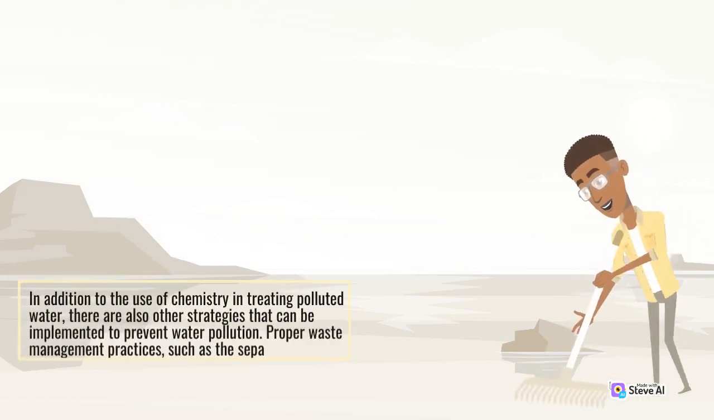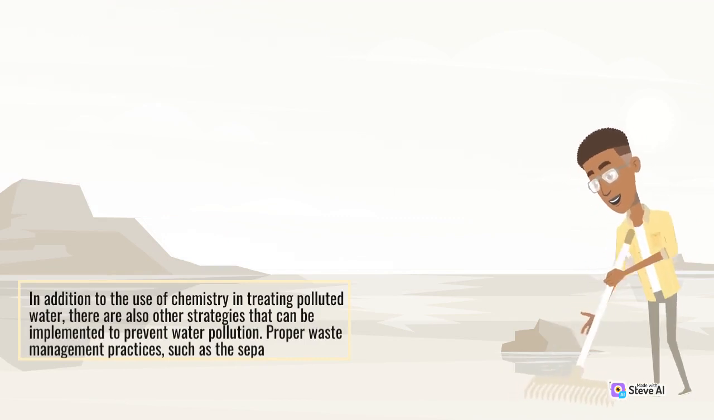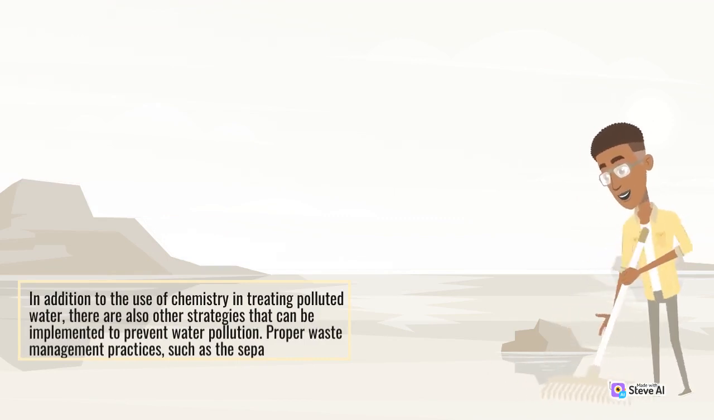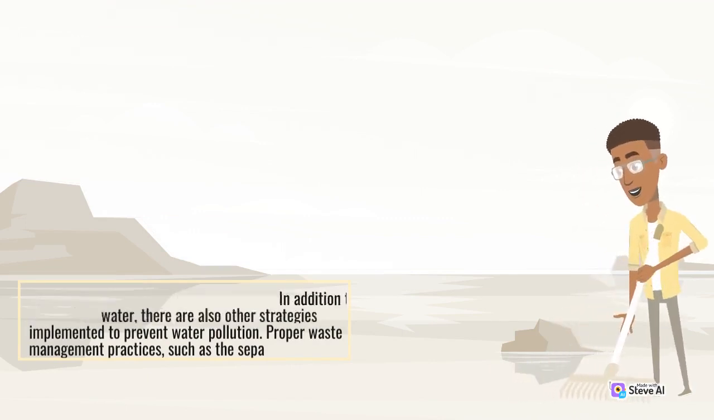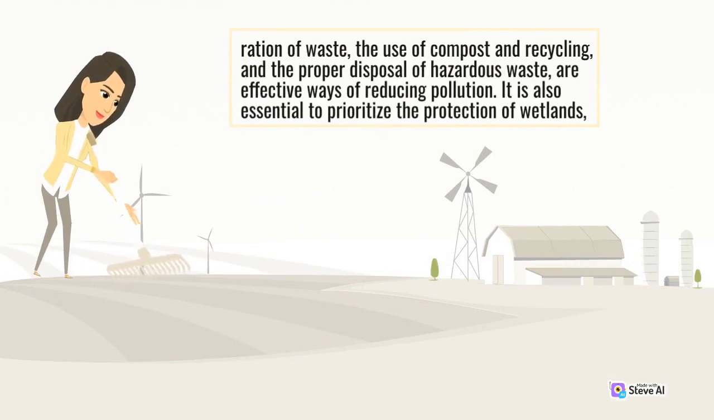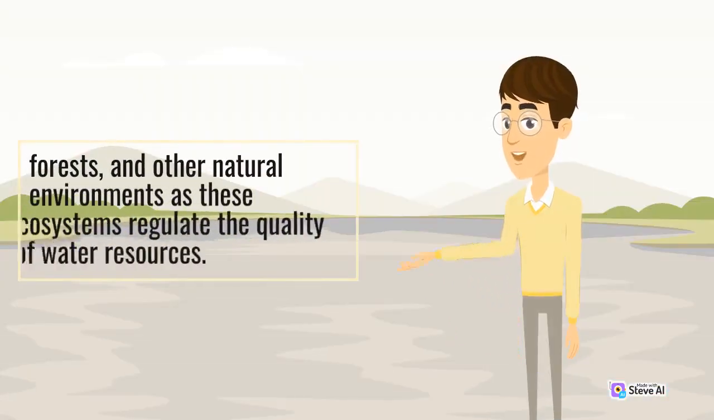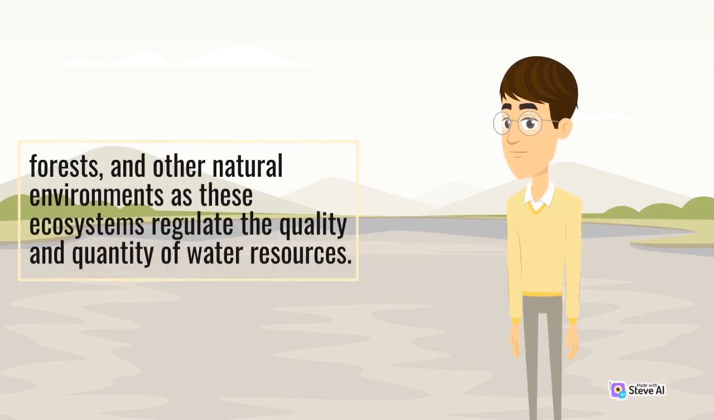In addition to the use of chemistry in treating polluted water, there are also other strategies that can be implemented to prevent water pollution. Proper waste management practices, such as the separation of waste, the use of compost and recycling, and the proper disposal of hazardous waste, are effective ways of reducing pollution. It is also essential to prioritize the protection of wetlands, forests, and other natural environments, as these ecosystems regulate the quality and quantity of water resources.